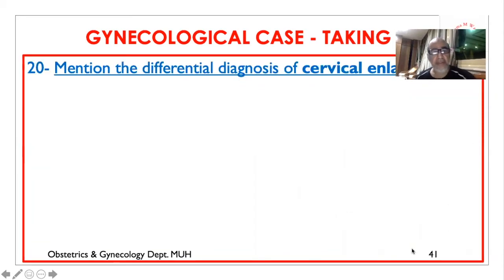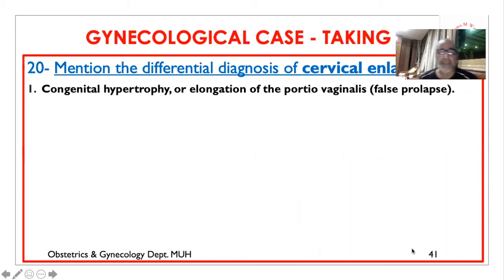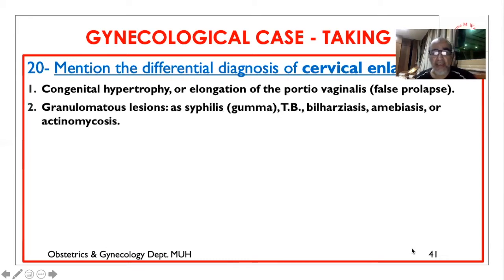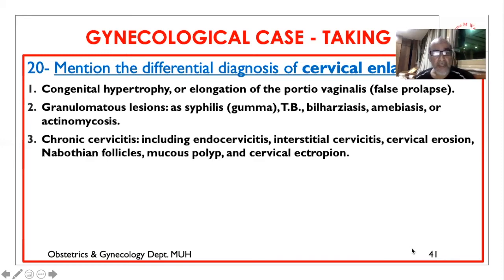The next slide mentions the differential diagnosis of cervical enlargement. The cervix may be enlarged due to congenital hypertrophy of the cervix or elongation of the portio vaginalis, which was called previously a false prolapse. Granulomatous lesions such as syphilis, syphilitic gummas, tuberculosis of the cervix, bilharziasis, amebiasis, or actinomycosis are causes of cervical enlargement. Chronic cervicitis, including chronic endocervicitis, is called chronic non-specific cervicitis. However, granulomatous lesions are chronic specific cervicitis.